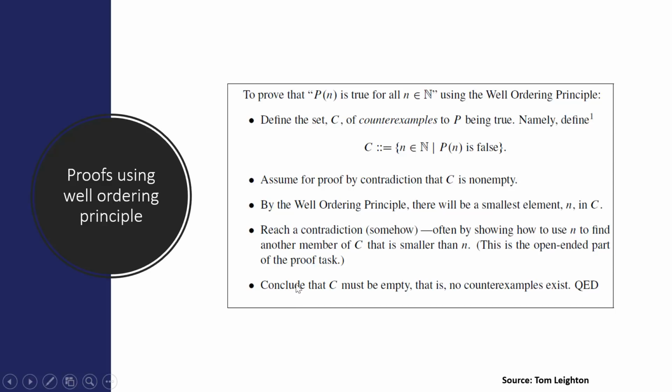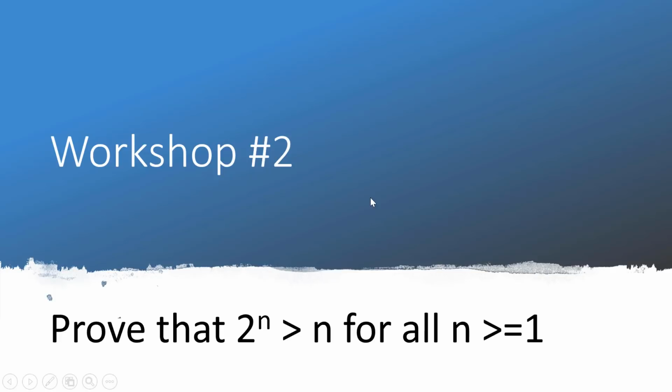So you have to think about each proof to see how to construct this contradiction. Then we conclude that it couldn't happen, therefore C must be empty. That means no counterexample exists where P(n) is false, which means P(n) is true for all n. So once again, we can use the well-ordering principle to prove that a proposition is true for all n in the natural numbers. We define a set of counterexamples and show by contradiction that this set has to be empty. Therefore, no such n exists where P(n) is false, and P(n) must be true for all n.